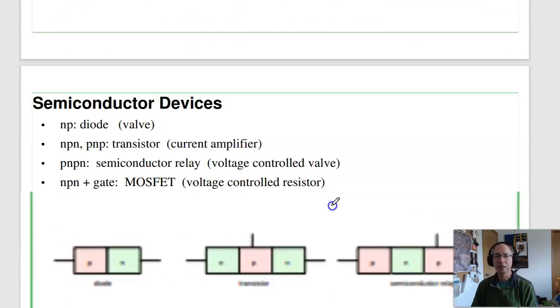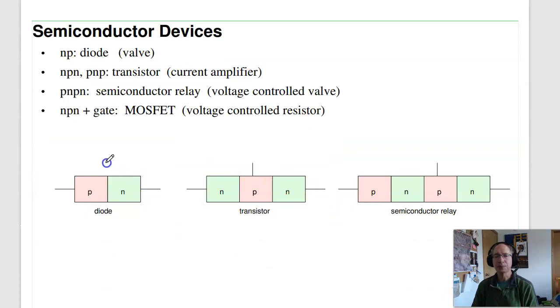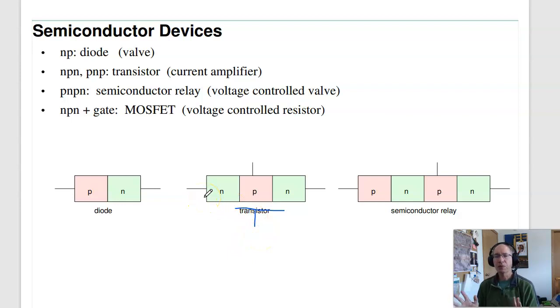What that does is I can start building different devices. If I have 2 pieces of semiconductor up against each other, p-type and n-type, I get what's called a diode. I put 3 of them together, I get a transistor, a BJT transistor. Put 4 of them together, I get a semiconductor relay. 3 of them together with a substrate is a MOSFET. So what's really unique about silicon is there are 2 types of charge carriers, electrons and holes, and with that, I can build various devices.